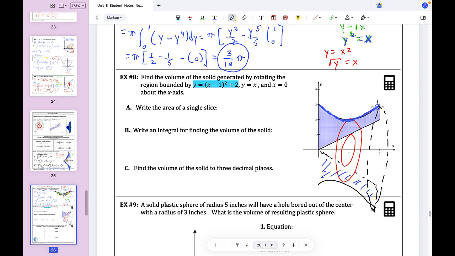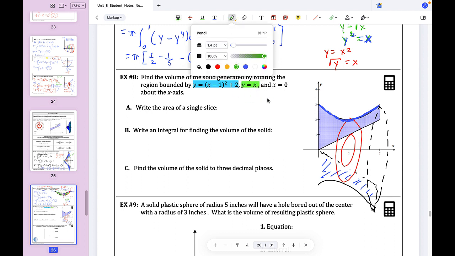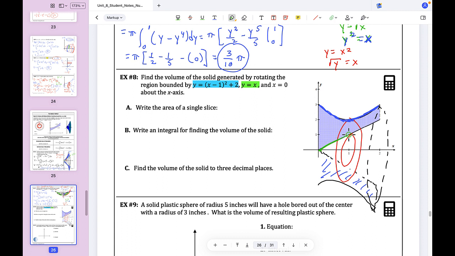That's our parabola. And then the other one, that's y equals x. That's the linear one, and that's right here. That's my green one. It says write the area of a single slice. So the area is going to be pi big R squared minus pi little r squared.